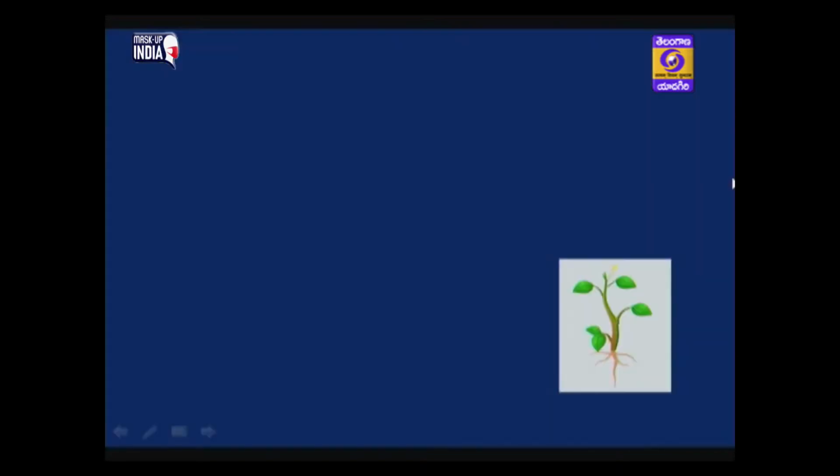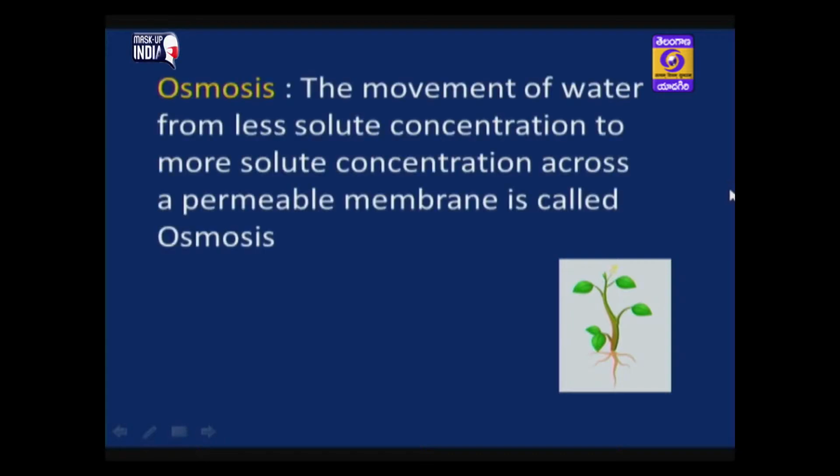Now, a process called osmosis plays an important role in absorption of water through roots in plants. Now, we will see what osmosis is. Osmosis is the movement of water from less solute concentration to more solute concentration across a permeable membrane.